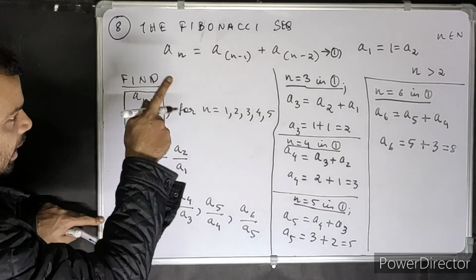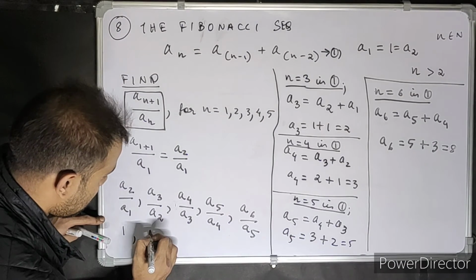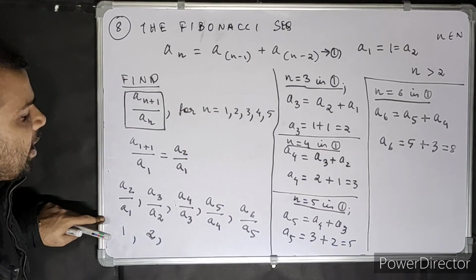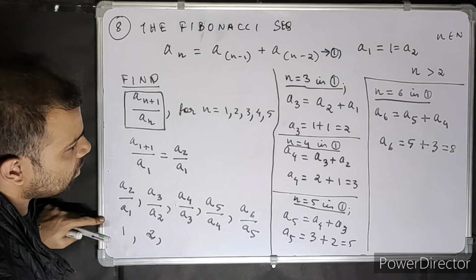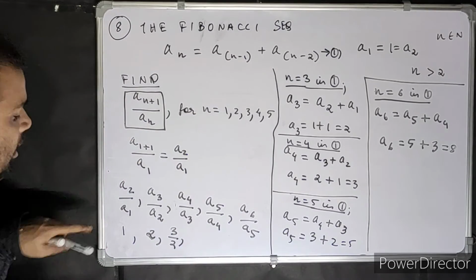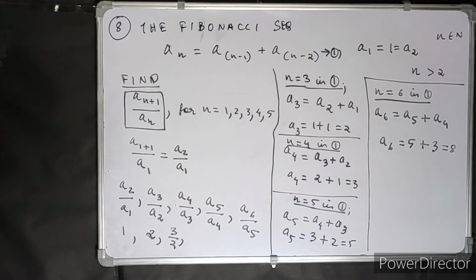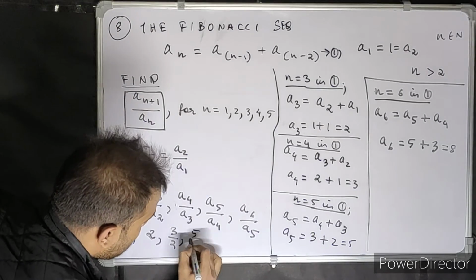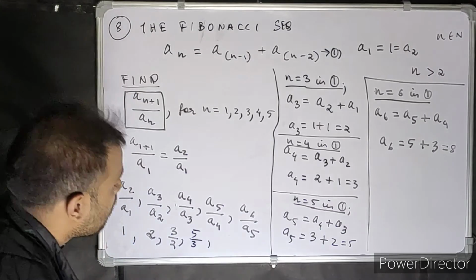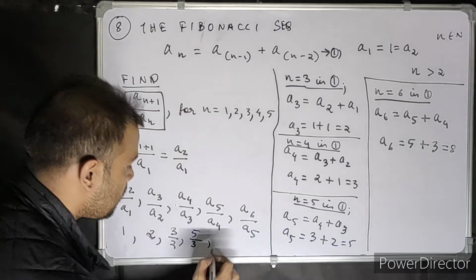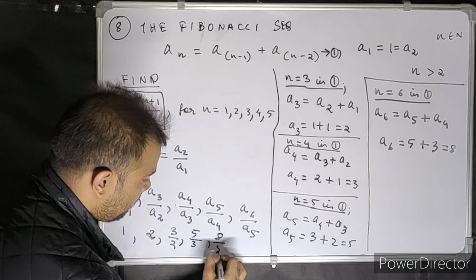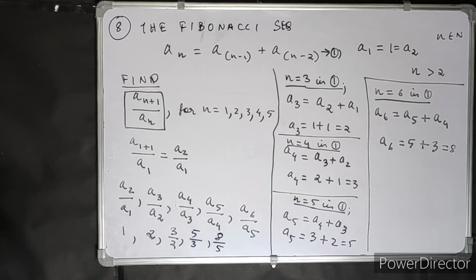A3 is 2. A2 is 1. So this is 2 by 1, that is just a 2 over here. Then A4 is what? A4 is 3, A3 is 2. So this is 3 by 2 over here. And then let's continue. A5 is 5 and A4 is 3. Okay. Comma. A6 is 8 divided by A5 is 5. Okay. Let me check this answer for you.